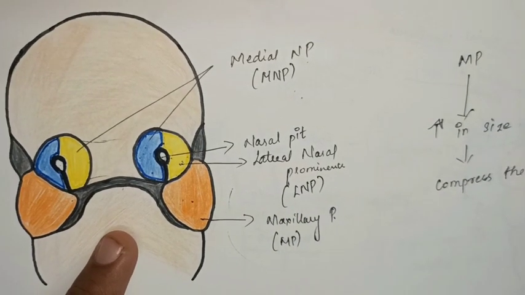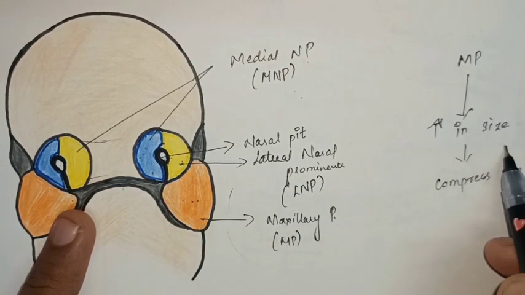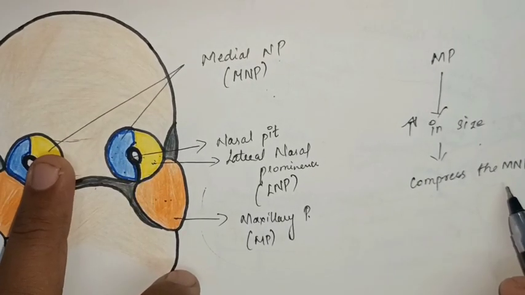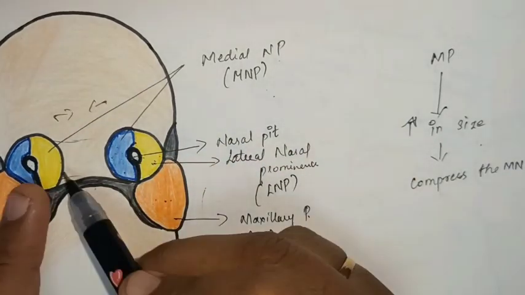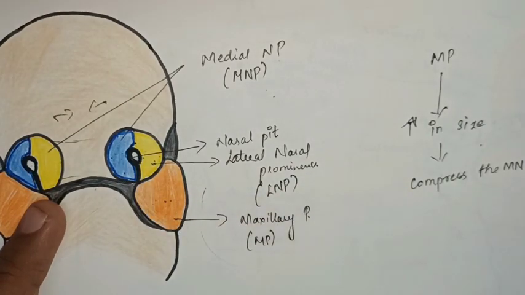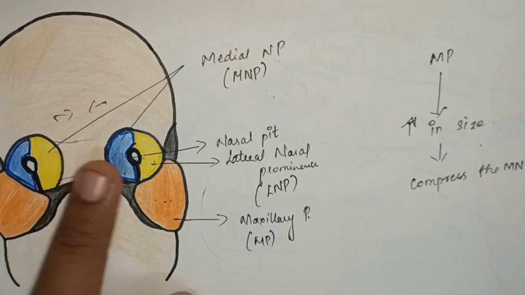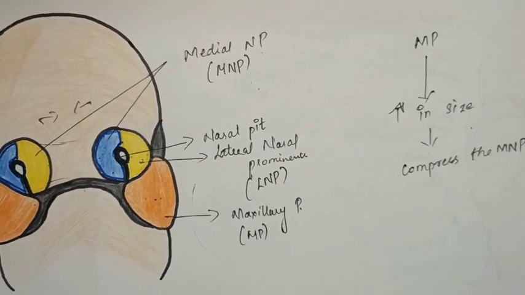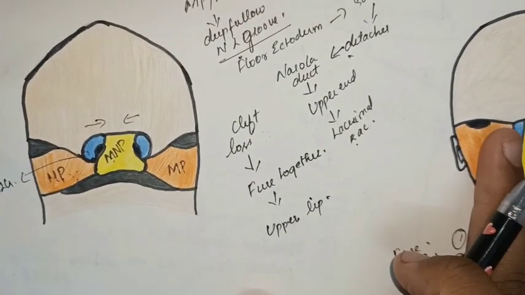Okay, so after that the maxillary process, which is lateral to the stomatodeum, will increase in size and compress the medial nasal prominence or process, which results in pressure created between them, and it will result in the fusion of the 2 medial nasal prominences, and they will fuse together. Okay, so this is your maxillary prominence, and the fusion of your 2 medial nasal prominences occurs. In the next image you will see the fusion of the 2 medial nasal prominences.